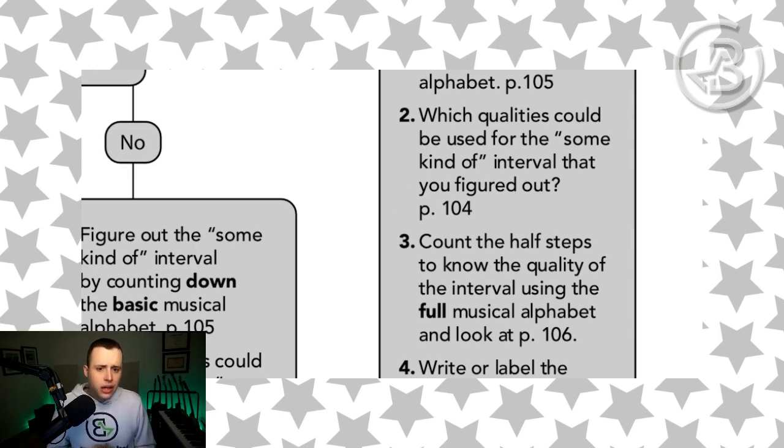Then you need to think, okay, what qualities could be used for a fourth? Well, that would be perfect or augmented. So now you need to figure out and see, is this a perfect or augmented fourth? And you do that by counting the half steps.